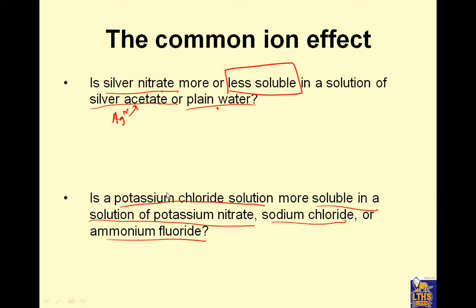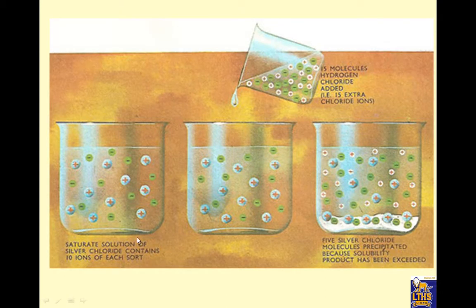All right, what's common? Potassium chloride will be less soluble in potassium nitrate because there's already potassium ions. In sodium chloride, it'll be less soluble because there's already chloride ions. Ammonium fluoride is no effect, so it'll be just its regular solubility. There's nothing common in ammonium fluoride, so if you have a solution of ammonium fluoride and potassium chloride, you're not affecting the solubility because there's no common ions.